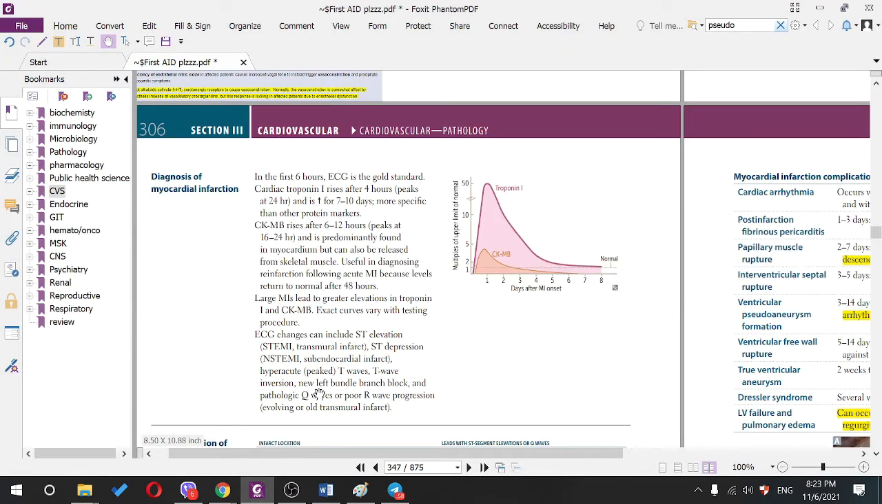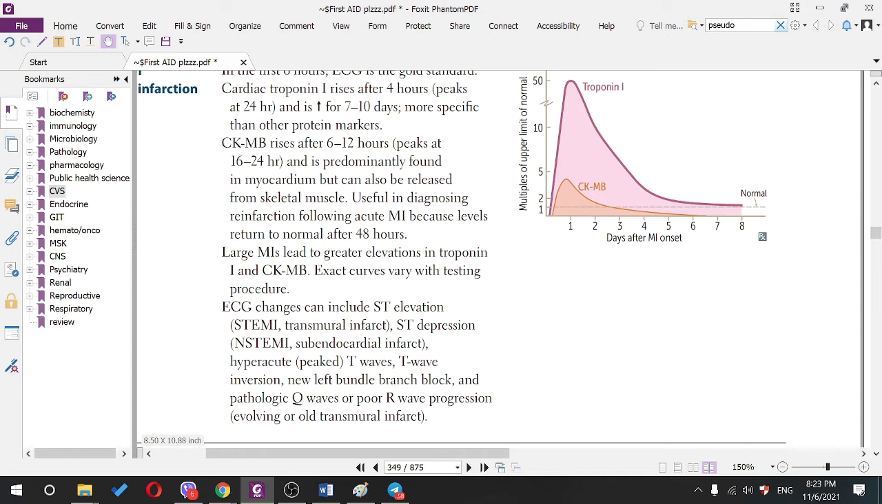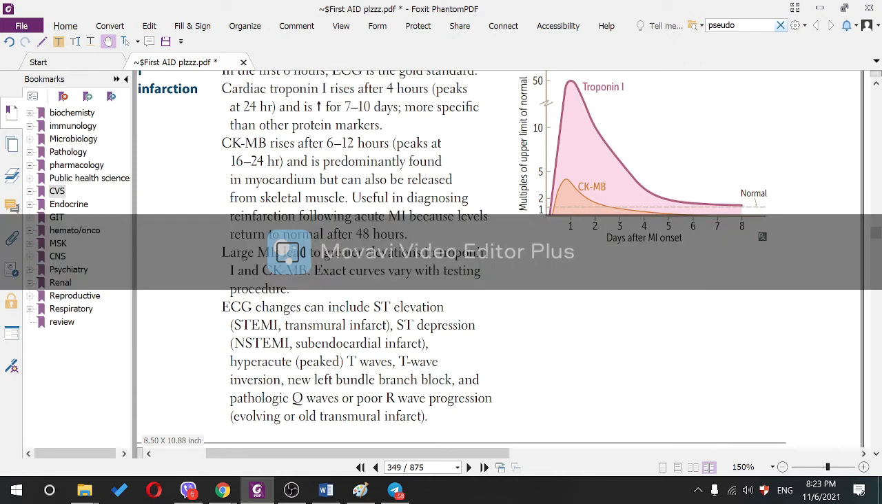Okay, so here they write a hyperacute will have a big T wave, inversion, a new left bundle branch block, and a pathological Q wave, which we have seen, or poor R wave progression, evolving or all the transmural infarct.